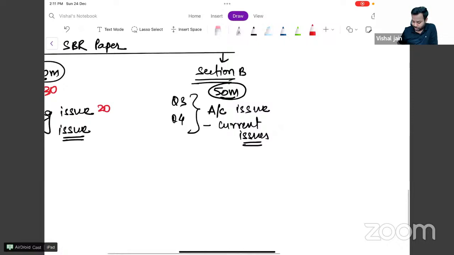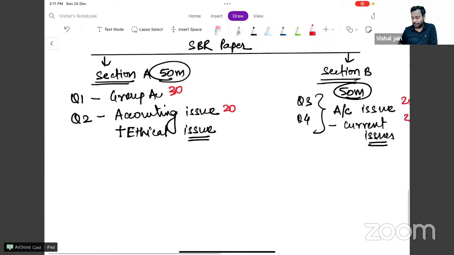Question number 3 and 4 are each of 25 marks. But what you need to understand here is that in question number one there is an amendment. Is there an amendment in the group accounting? No, there is no amendment in the group accounting, but there is an amendment specifically in question number one. And what is the amendment?